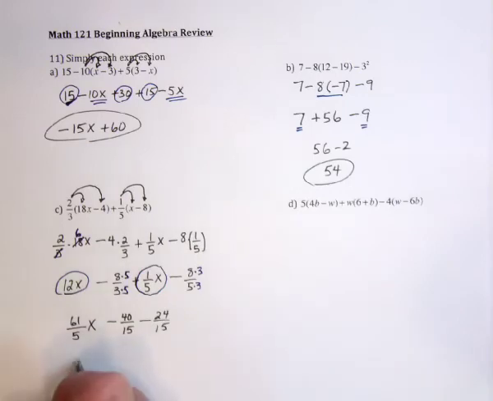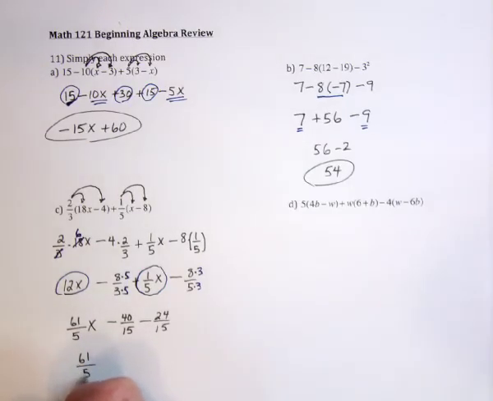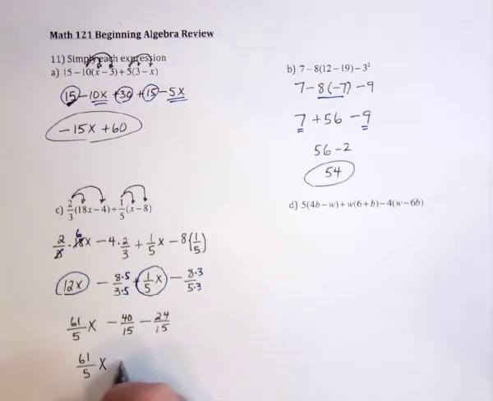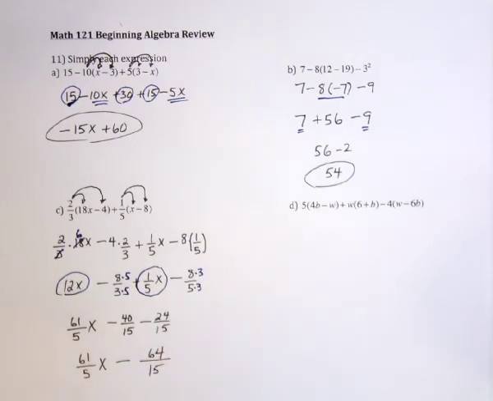And our last step, 61/5 x is done, minus how much? Well, I know it's going to be fifteenths. Then a negative 40 and a negative 24, so you combine those, it's going to be 64. And I already have the negative. And they are done.